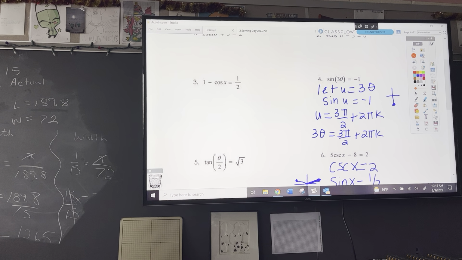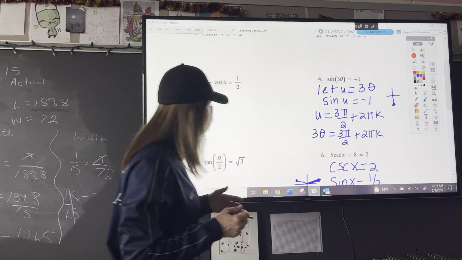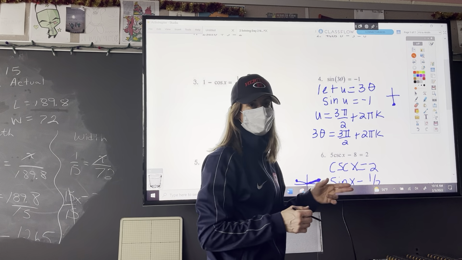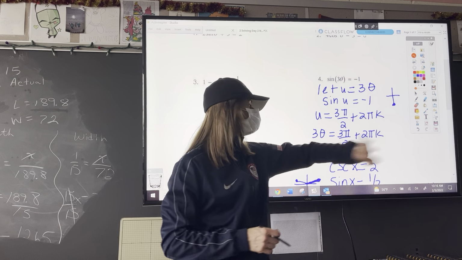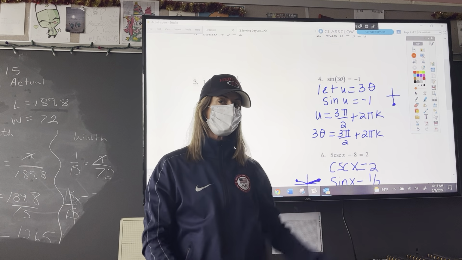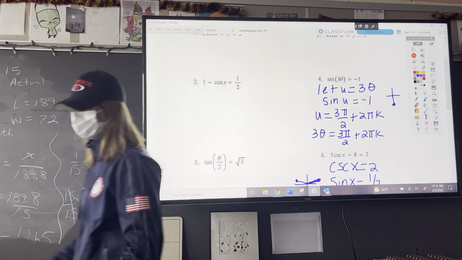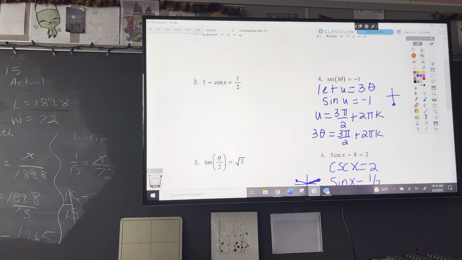We are almost finished. We just have to isolate the theta. Currently it's being multiplied by a 3. So we're going to divide the entire equation through by 3, and then we're done. So theta equals pi over 2 plus 2/3 pi k.